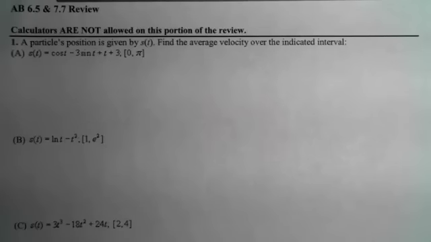This is the 6-5 and 7-7 review. Calculators are not allowed, and it's number 1. We are given a particle's position, and then our job is to find the average velocity over the indicated interval.